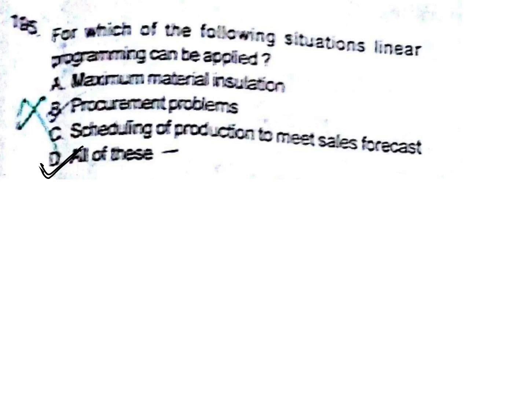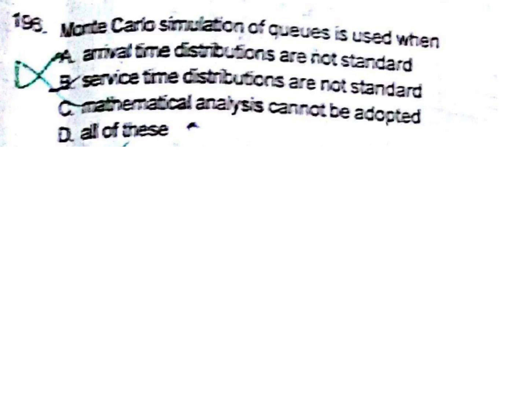All of these. Then Monte Carlo simulation of queues is used when A. Arrival time distributions are not standard. B. Service time distributions are not standard. C. Mathematical analysis cannot be adopted. D. All of these. All of these is the answer. Arrival time distributions are not standard, there also we are using. Service time distributions are not standard, correct. Mathematical analysis cannot be adopted. So all of these is the correct answer.